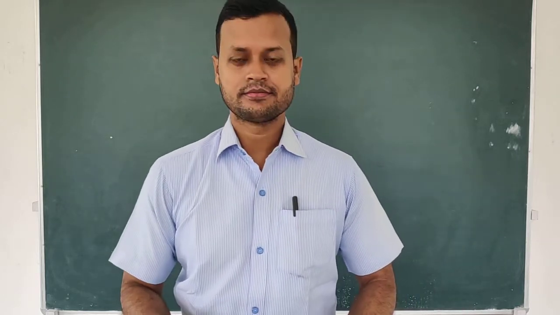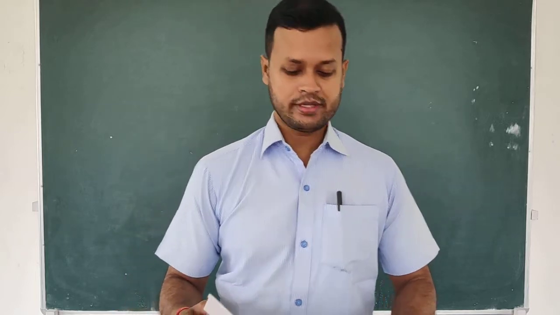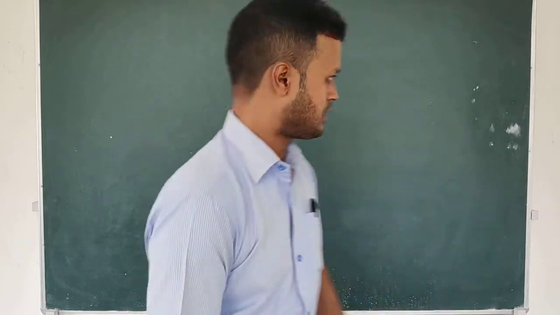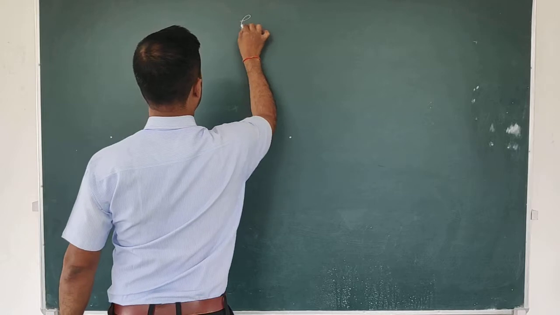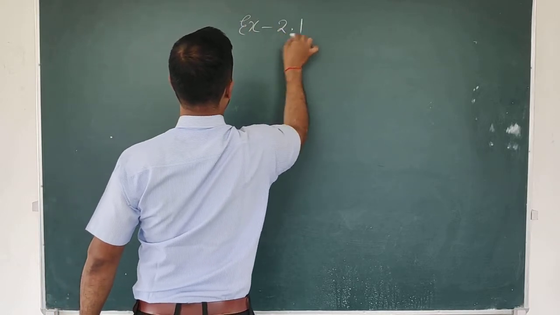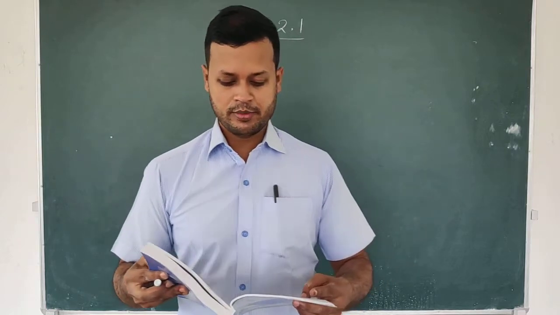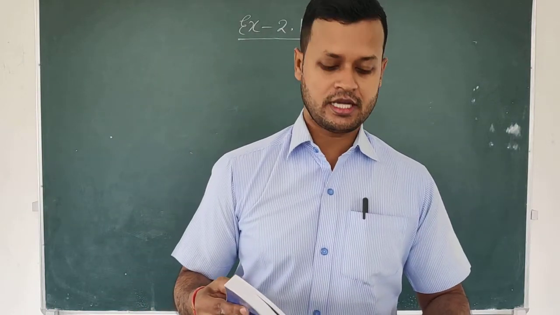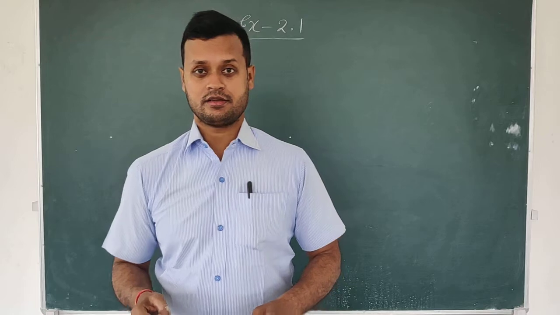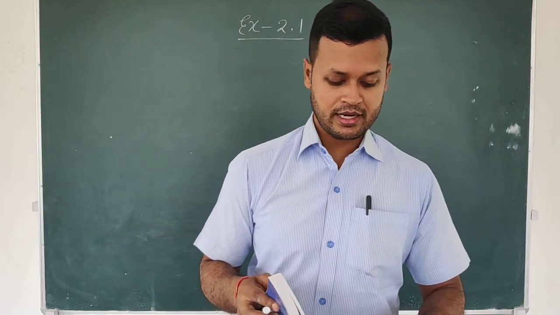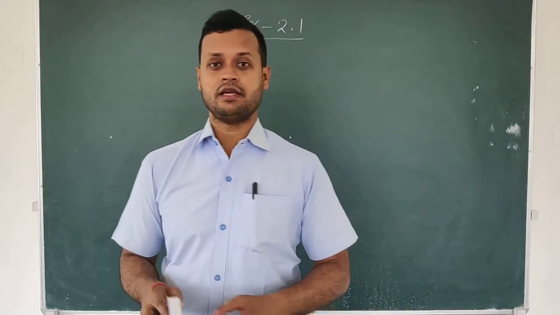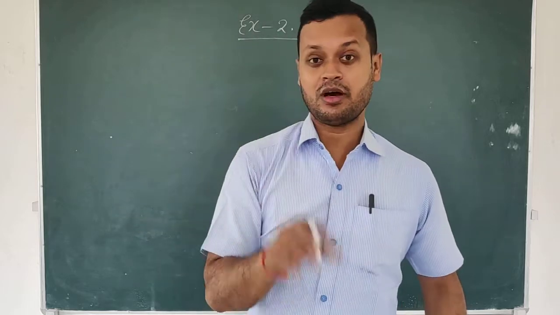So, students, today we will continue with exercise 2.1. Which of the following expressions are polynomials in one variable and which are not? State reasons for your answer. One variable means only one variable is there.